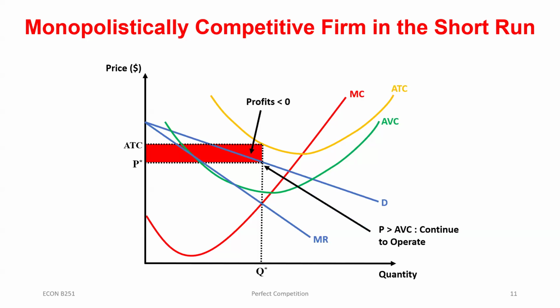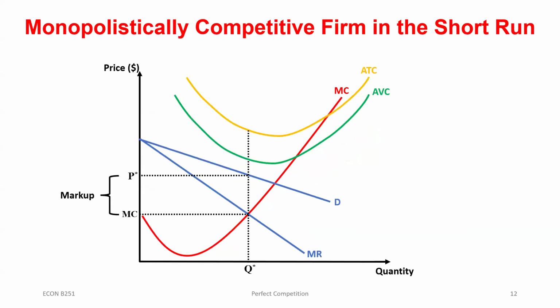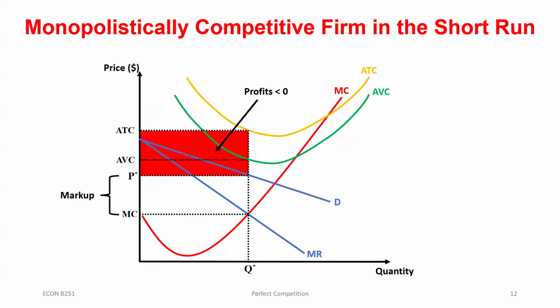So we continue to operate, stay open, because price is above average variable cost. What if I had a scenario like this? We'll ignore the markup part for a second. Once again, set my profit maximizing quantity where marginal revenue is equal to marginal cost. Go up the demand curve, set the price. Well, that price is below my average total cost, so I know my profits are negative. Second decision I have to make, do I shut down? Here, would I stay open or shut down? Shut down. Why? Because that price I'm setting is below my average variable cost.